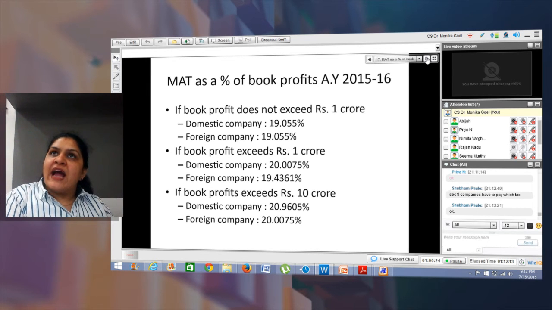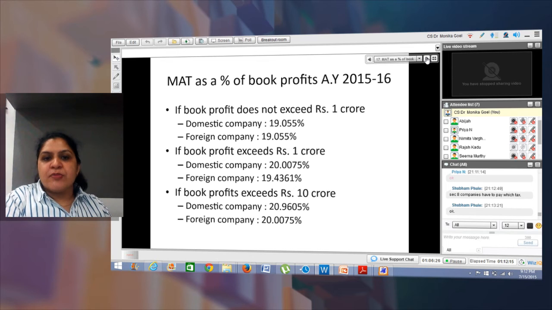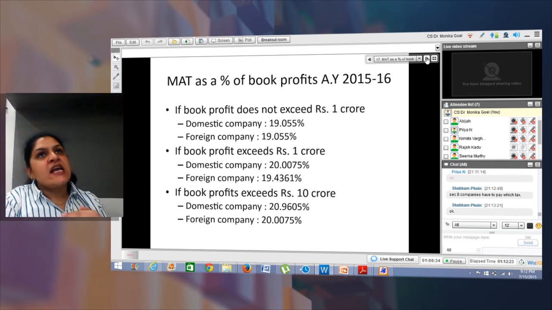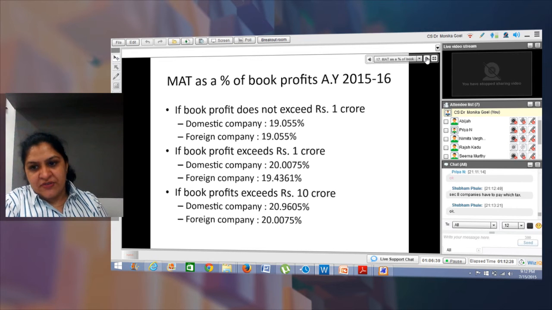Now, if we add the surcharge etc. to the minimum alternate tax: if the book profit is not more than rupees 1 crore, then there is no surcharge. So the company has to pay 18.5% minimum alternate tax, and on that 3% cess, so that makes it 19.00055%.